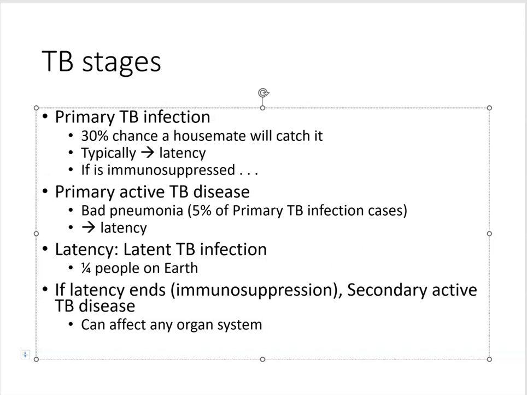So that could be the bones, that could be the brain. And it mimics undiagnosed cancer. So if someone walks into your clinic and your first thought is, shoot, maybe they have some kind of late stage cancer that just has never been caught, there is a chance instead they have secondary active tuberculosis disease. And neither one is good, because again, it is hard to treat.